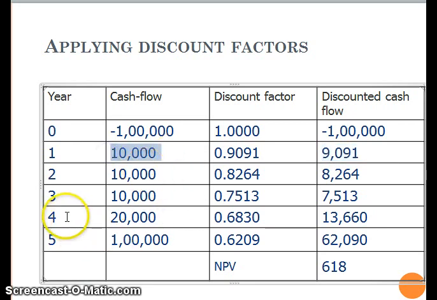When you take the fourth year, you are getting a return of 20,000. So how many rupees or dollars should you invest to get 20,000 in 4 years? This gives the value. So you need to invest 13,660 at a 10 percent rate, and the number of years is 4, to get 20,000 as returns.